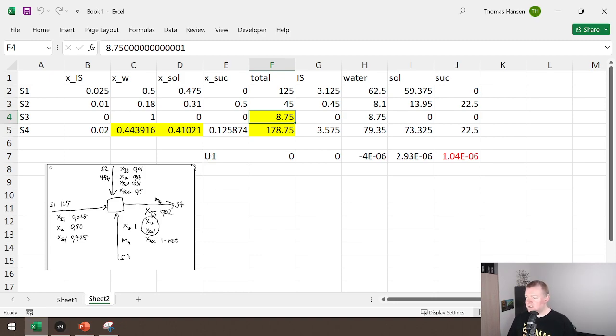So the question is, how much water do we need? 8.75 kilograms. What is the concentration of sucrose? Well, 12.5, 12.6 if we round off percentages.